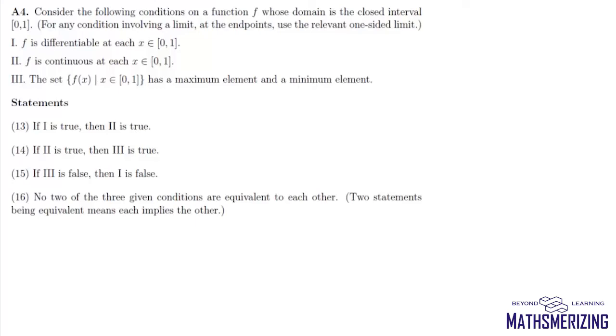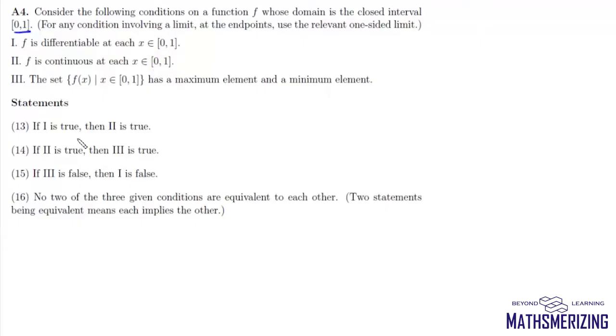Now here we are given a function f whose domain is the closed interval 0 to 1, and we are given three conditions. First, f is differentiable at each x belongs to 0 to 1. Second, f is continuous at each x belongs to 0 to 1. And third, the set f(x) has a maximum element and a minimum element. Now which of the following statements is correct?